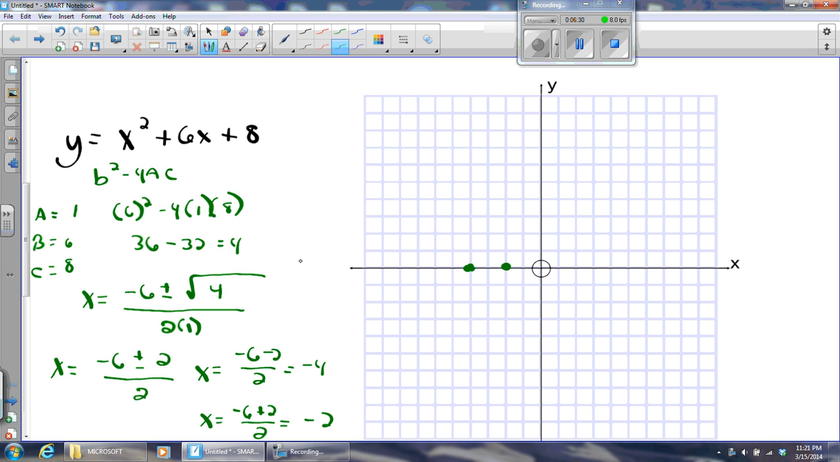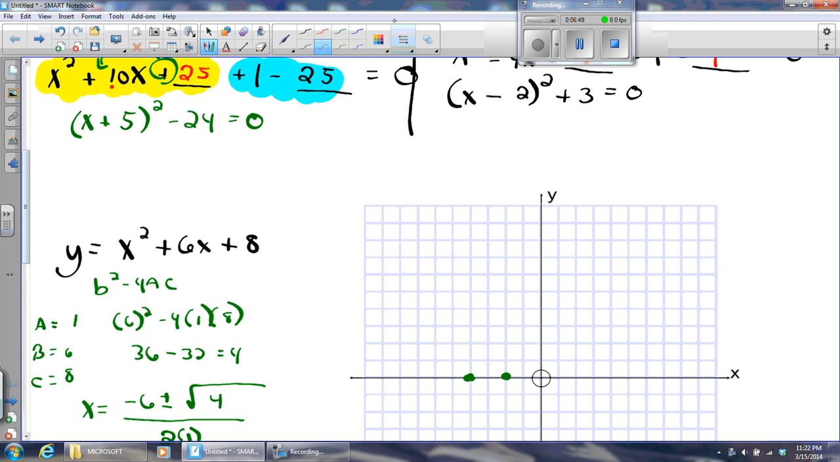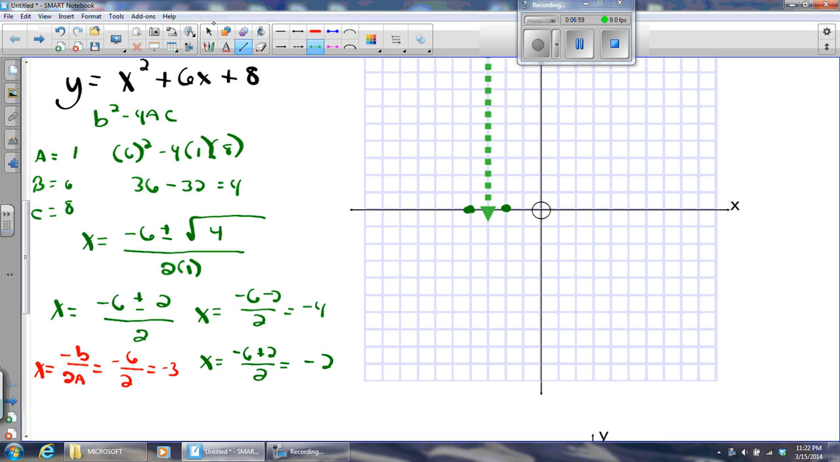Okay. Now I'm going to go looking for the vertex, and I'm going to do x equals the negative of b over 2a, which will be negative 6 over 2, which is negative 3. So my line of symmetry is x equals negative 3. It's a vertical line, right? I know this parabola is going to open upward because a is positive. So that's just my line of symmetry there.